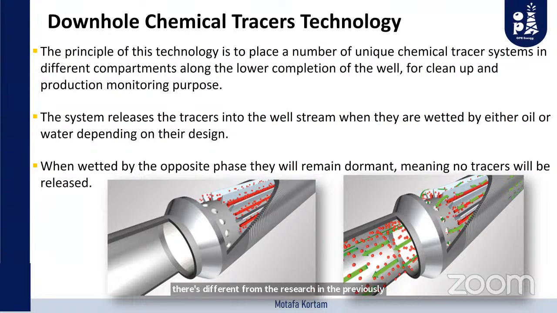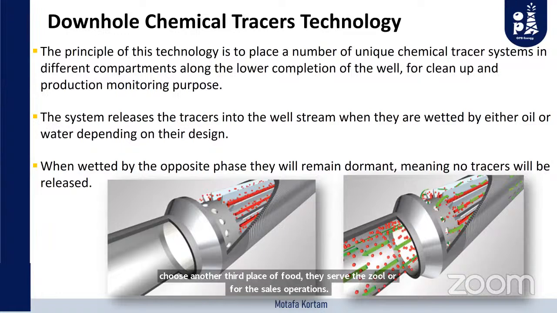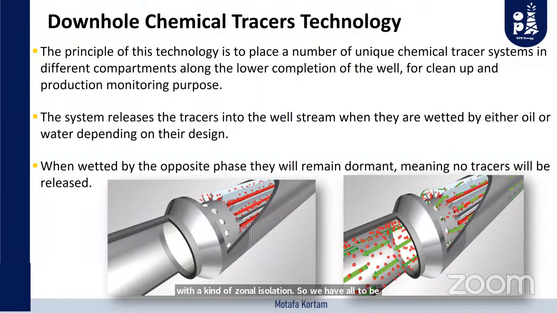So you choose another different tracer in the second zone, and you choose a third tracer for the third zone or the third perforations, and place them with a kind of zonal isolation. So you have all to be separate. And then by the production, each production from each perforation cluster or from each zone will face the tracer. A reaction will take place.